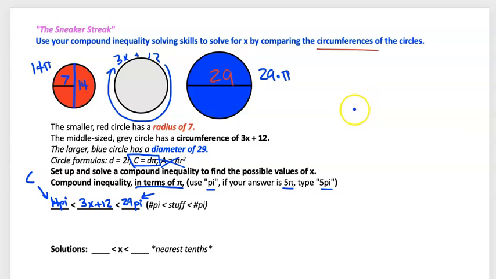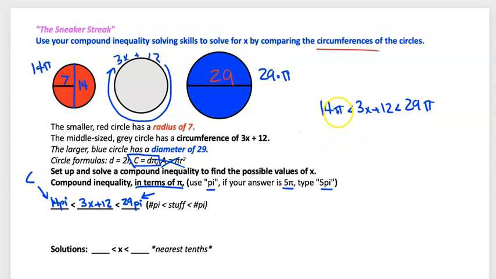So I'm going to go ahead and do it from scratch over here. Let me show you what I would actually do. If I was doing it on a piece of paper, I would use the regular pi symbol. So I've got 14 pi, which is going to be less than 3x plus 12, which is also going to be less than 29 pi. Anytime you use pi and actually calculate it, you're going to get decimals. I would try to hold off any calculating until you're all the way done and then calculate at the end to eliminate possible rounding errors.